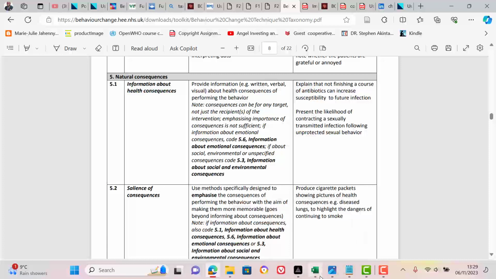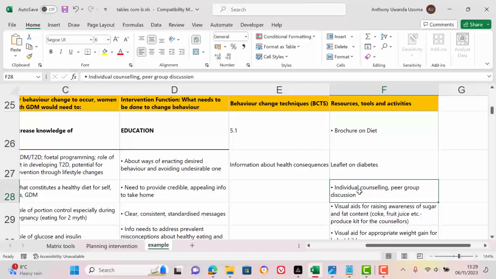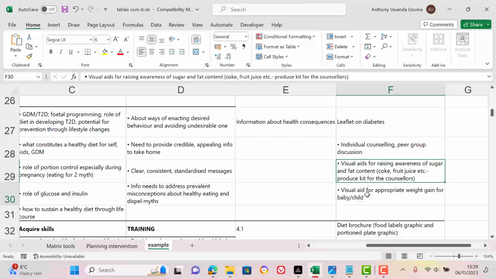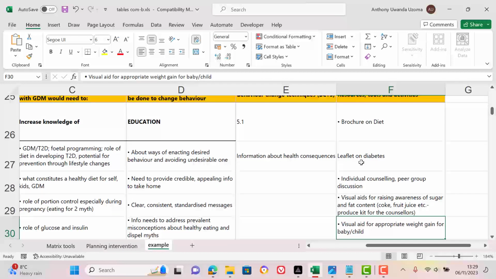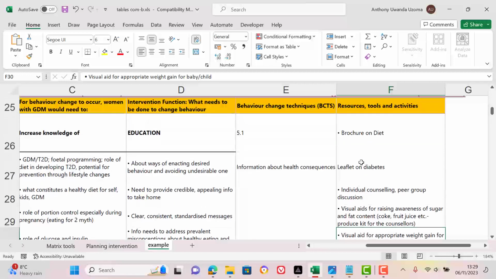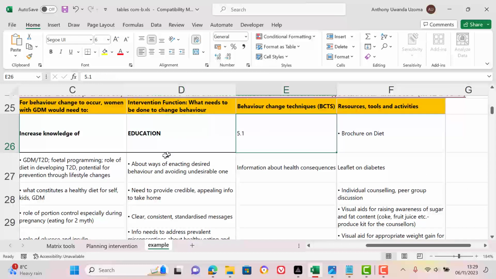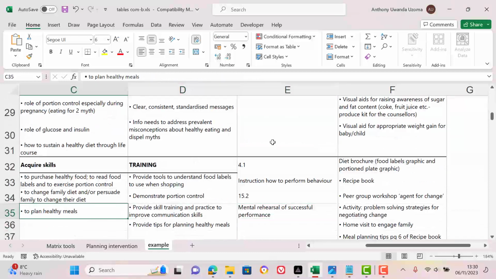So how did the author present? They used a brochure on diet. They gave counseling and peer group discussion, and they used visual aids. So you have to adapt the behavior change tool according to the intervention that you are already designing. So that is 5.1. So to solve the problem of educating the women, or increasing their knowledge, they used behavior change technique 5.1.